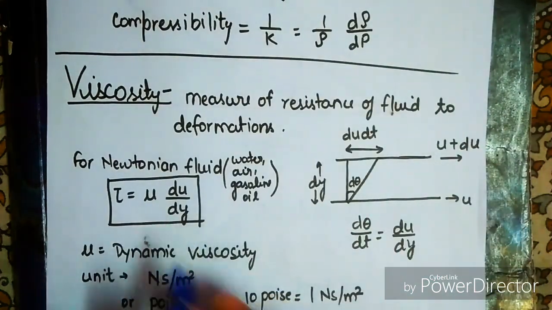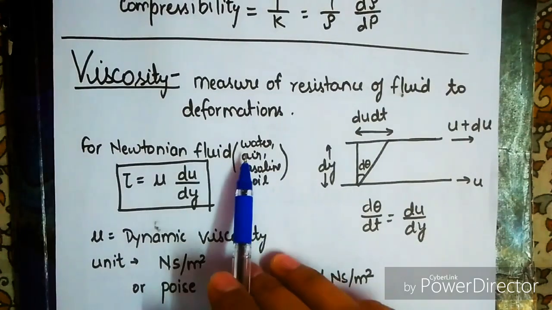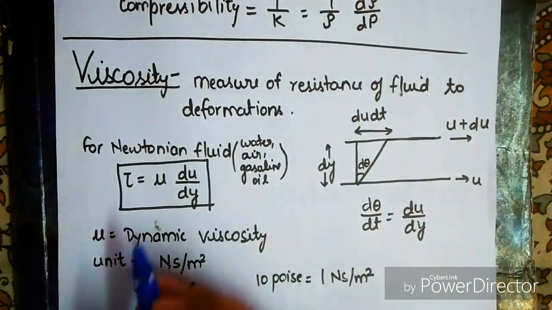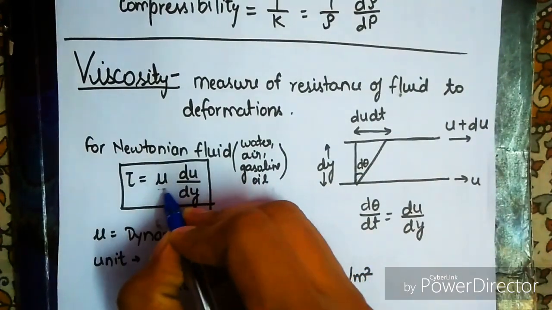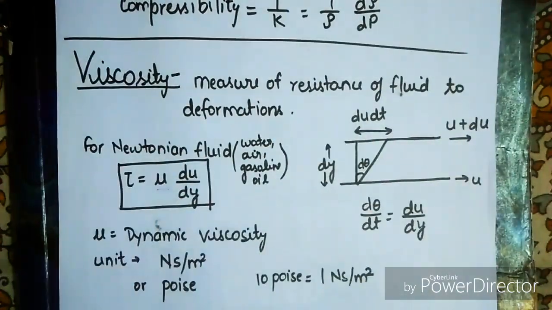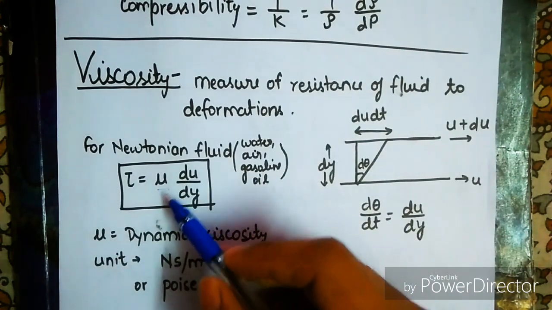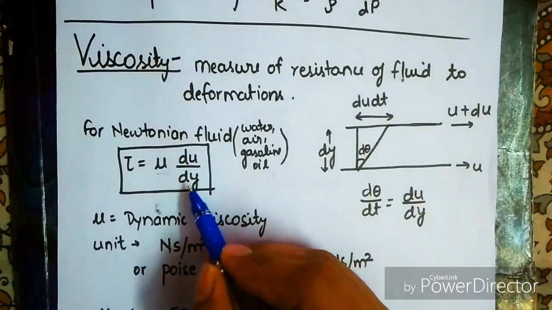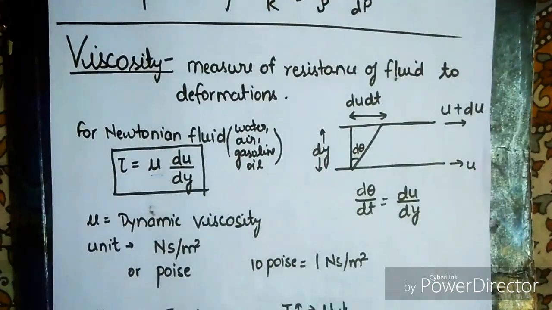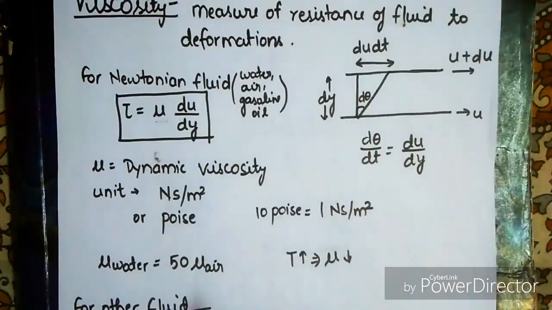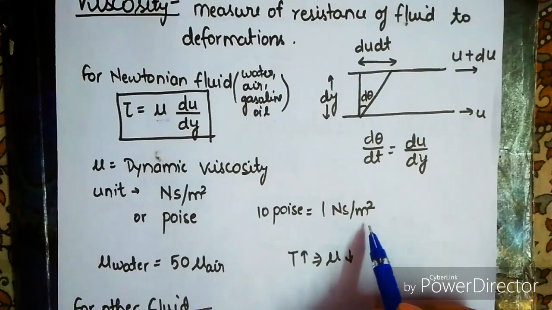In this case, for Newtonian fluid, like water, air, gasoline, oil, etc., the shear stress equals mu du upon dy. Mu is the coefficient of viscosity, usually we call it viscosity, the dynamic viscosity coefficient. du upon dy is the rate of change of velocity with respect to the y distance. Now the unit of dynamic viscosity is Newton second per meter square or poise. 10 poise equals 1 Newton second per meter square.